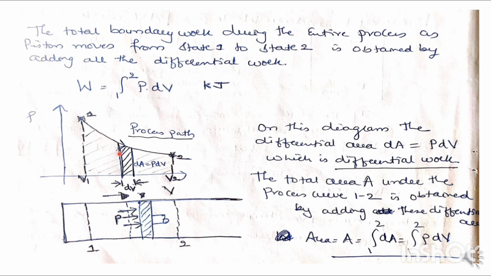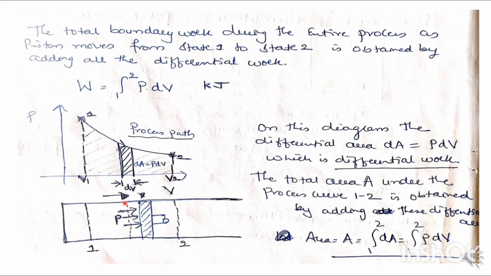Here I have considered the change in volume dV. If I consider this change in volume during this process as dV, and I consider this small area as dA, since the area under each curve represents the work done. So how is dA given? P into dV, because the area under each curve represents the work done. The work done is represented by P into dV only here.